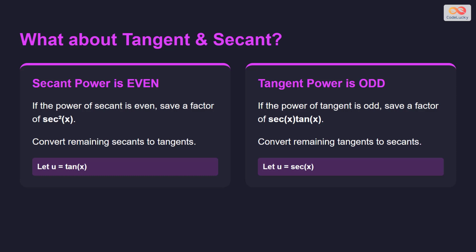For integrals involving tangent and secant, the rules are similar but involve different identities. If secant has an even power, save a secant squared factor and let u equal tangent. If tangent has an odd power, save a secant tangent factor and let u equal secant.